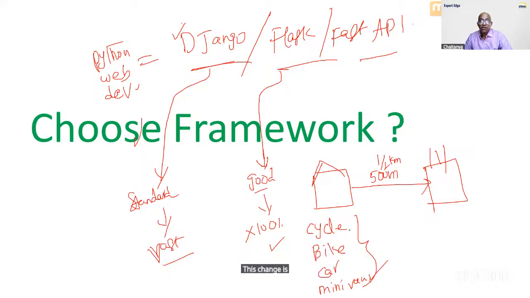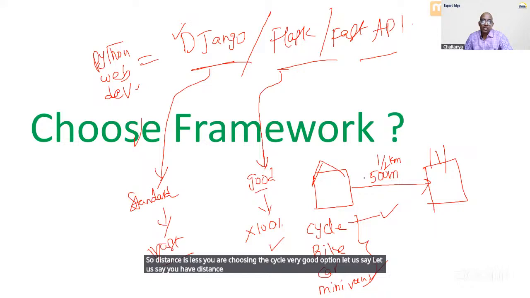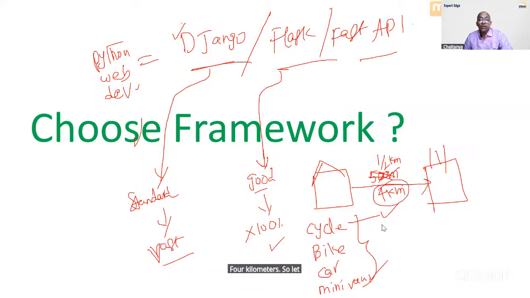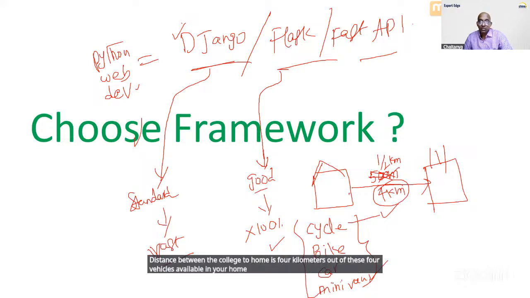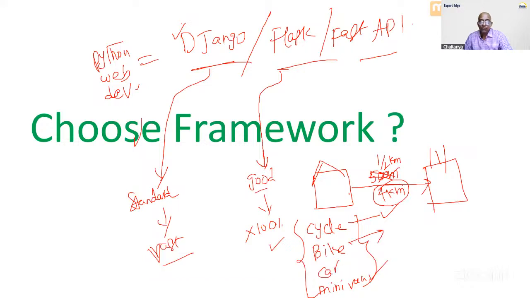If the distance is less, you choose the cycle. Very good option, let us say. Let us say the distance between your home and college is not 500 meters, it is, let us say, 4 kilometers. Now let us see what vehicle you are going to use. Out of these 4 vehicles available in your home, which one are you going to use? Bike. Yes, it's a very good option for 4 kilometers.